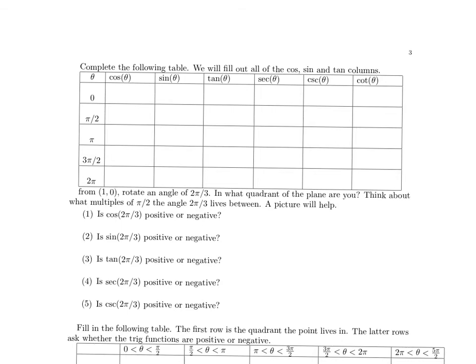Cosine of pi over 2 was 0, sine of pi over 2 was 1, tangent was undefined. Secant was 1 over cosine, was undefined. Cosecant was 1 over sine, was 1. Cotangent is cosine over sine, is 0.